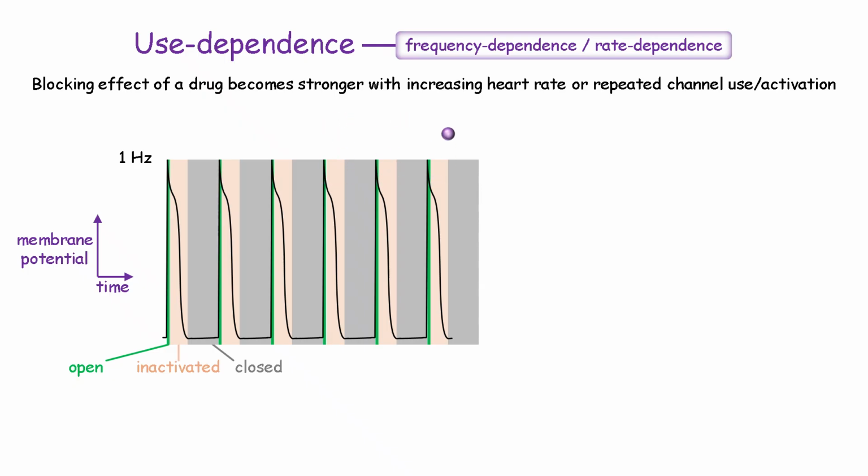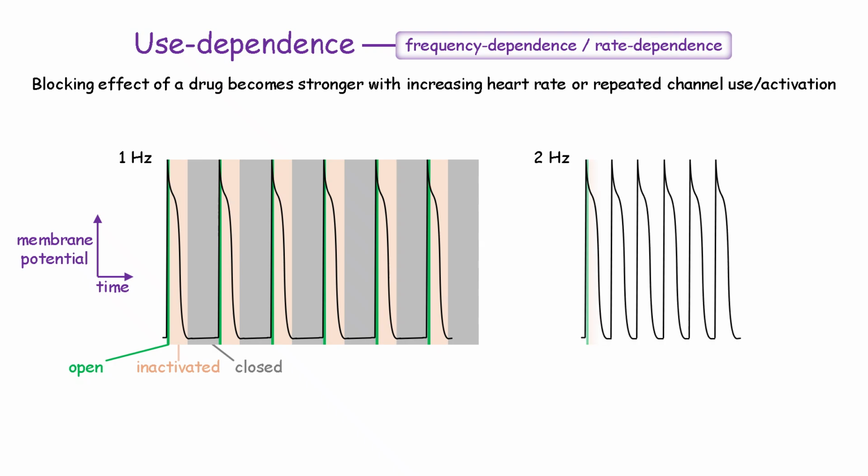Now look at action potentials occurring at 2 Hz, or 2 beats per second. Here, the time spent in the closed state is reduced, while the channels spend more time in the open and inactivated states. This increases the opportunity for drug molecules to bind, while the shortened diastolic interval gives them less time to unbind. The outcome is cumulative sodium channel block and greater suppression of the sodium current and action potential upstroke.